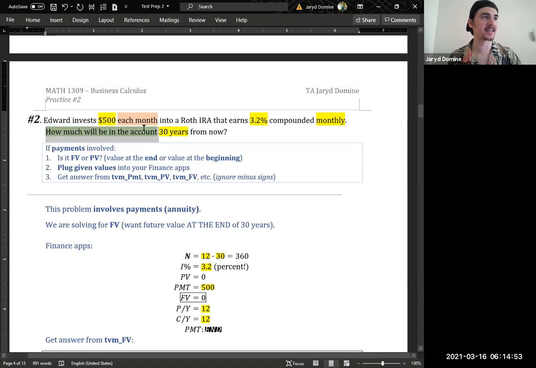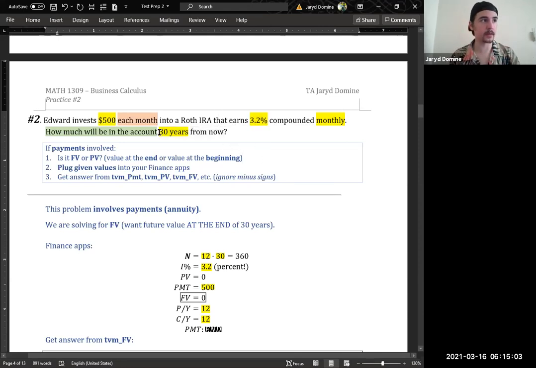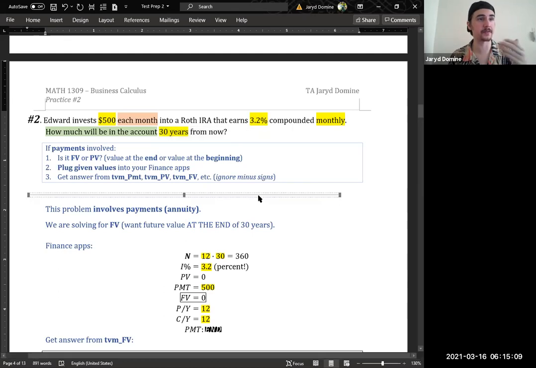The question being asked is how much will be in the account 30 years from now. So is that asking for a future value or a present value? Okay, 30 years from now, it's looking into the future. It wants to know in 30 years what it's going to be worth. That's a future value problem. So we're going to plug into FV in our calculator in a second. And it also gives us the time, 30 years.